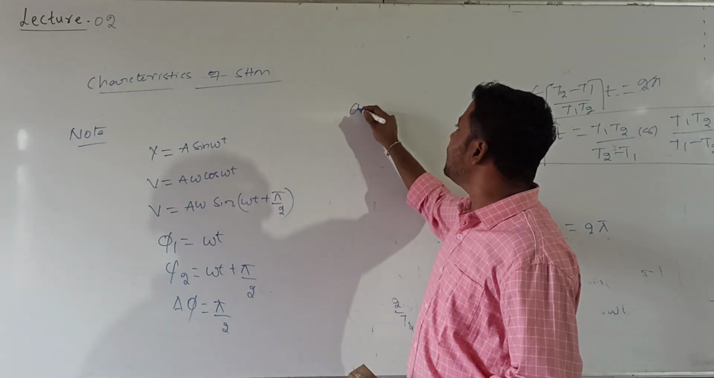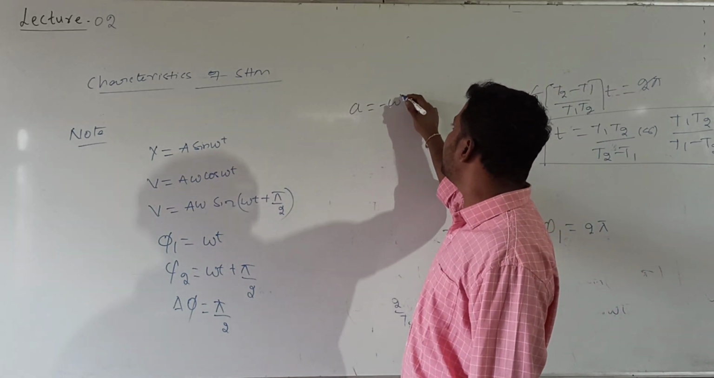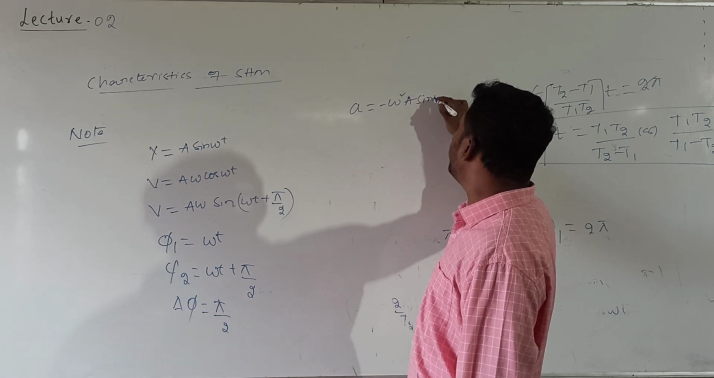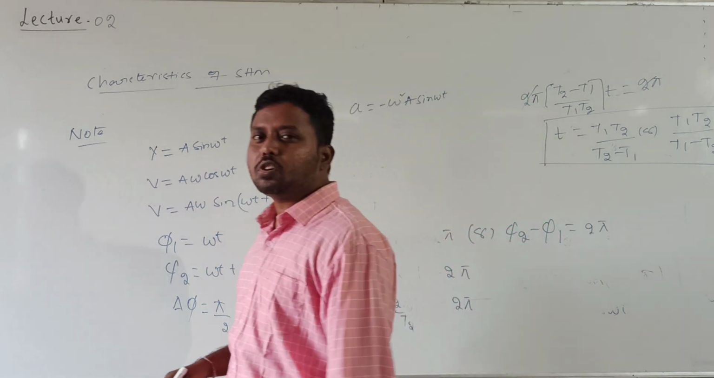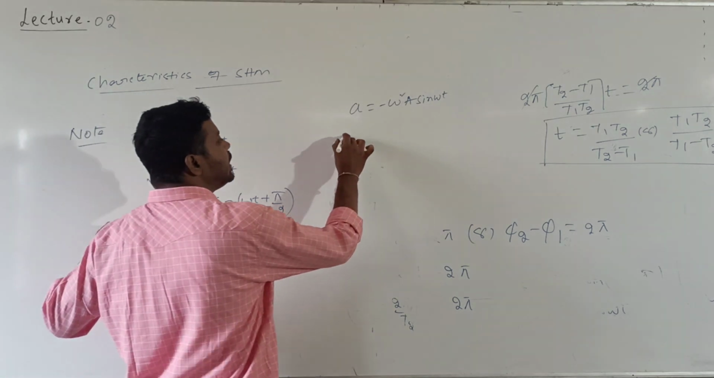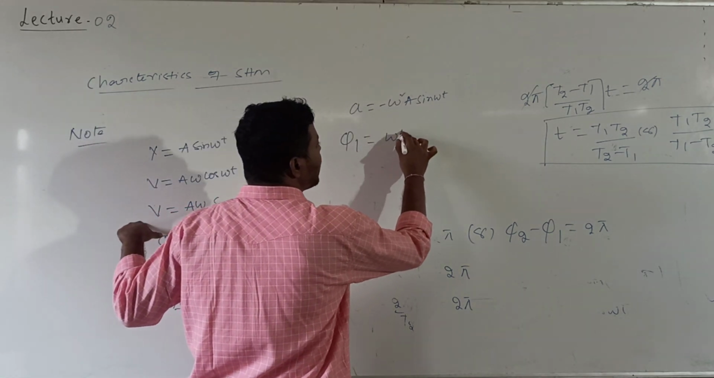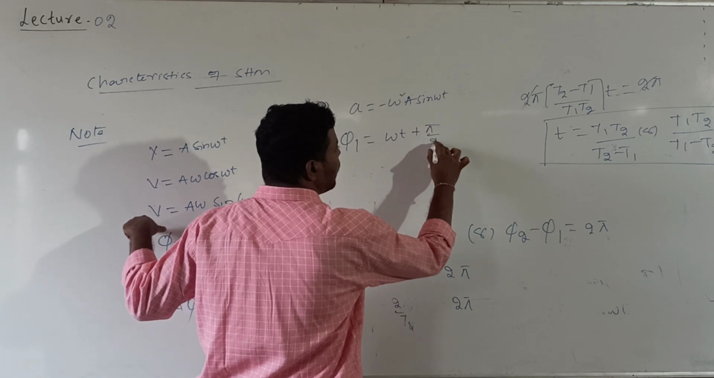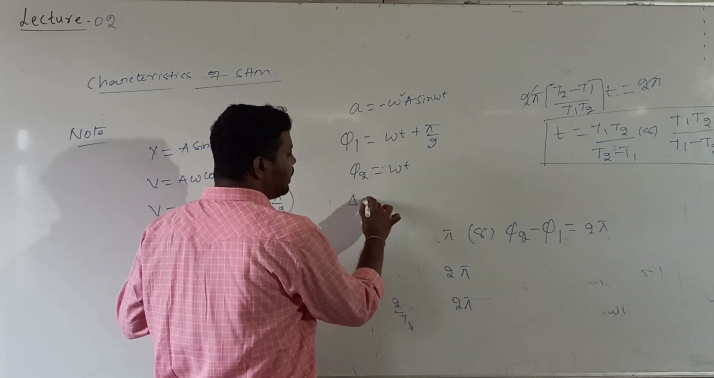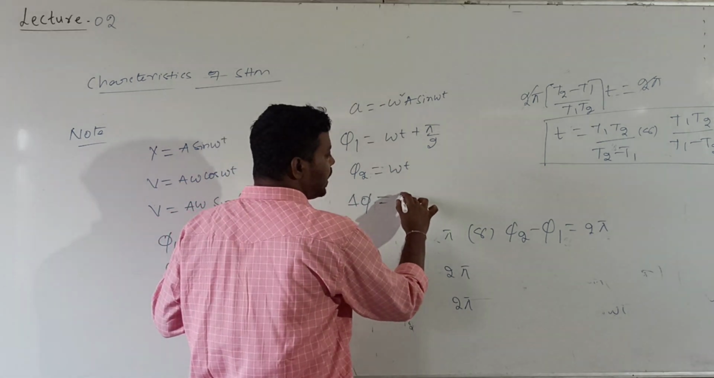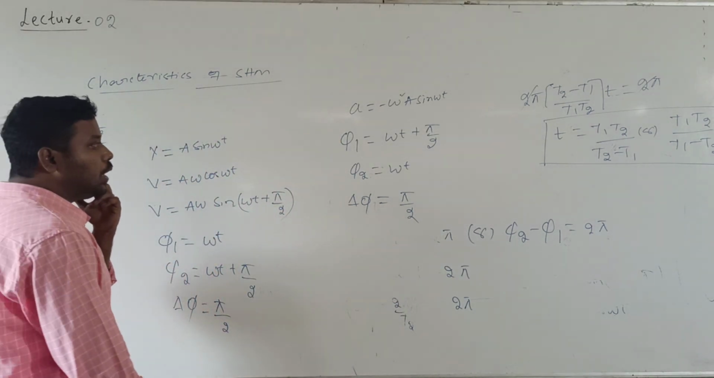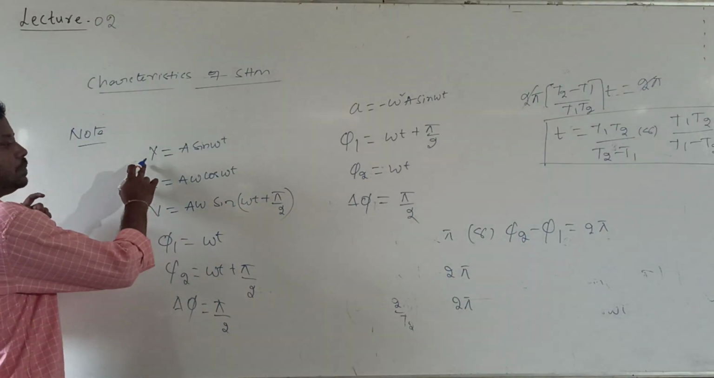And what about acceleration? Acceleration is equal to minus omega square into a into sin omega t. So what is the phase of the velocity? Velocity phase is omega t plus pi by 2. Acceleration phase is omega t. So what is the phase difference between acceleration and velocity? It will be equal to pi by 2.